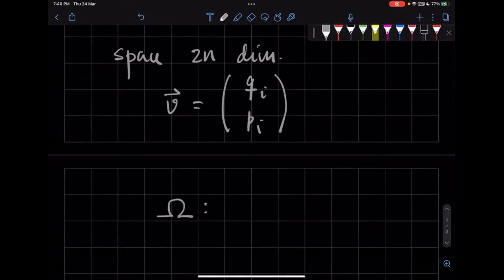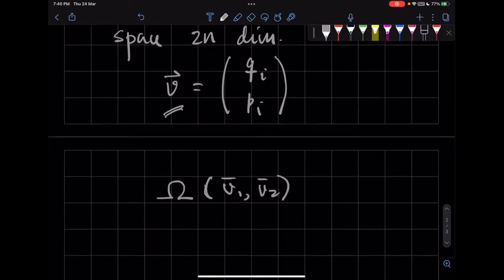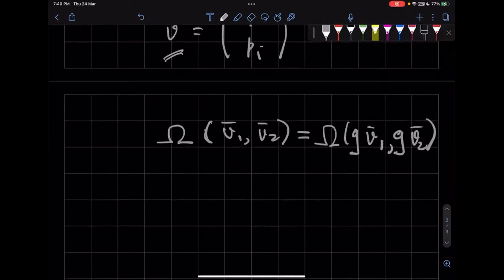omega. The two form is a map that takes two of these points on phase space and spits out a number. So it takes, say, V1 and V2, but there's a symmetry that if I apply a matrix on V1 and the same matrix on V2, then this two form is invariant. And the matrices which satisfy this are part of what is known as the SP2NR group.